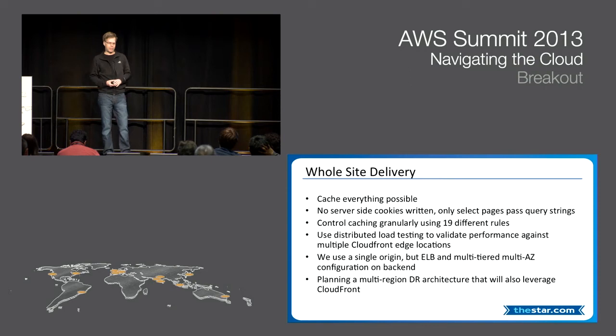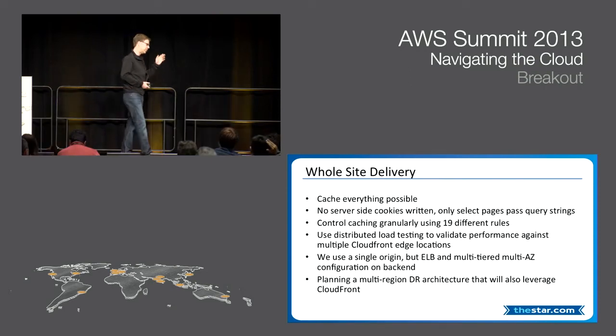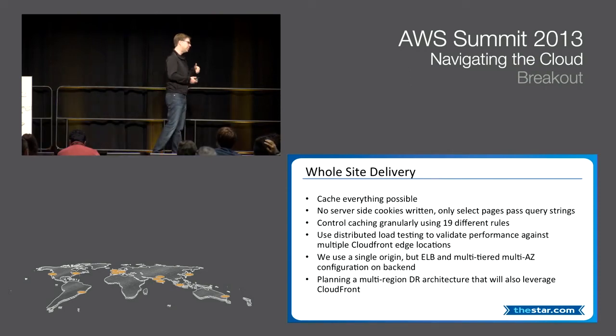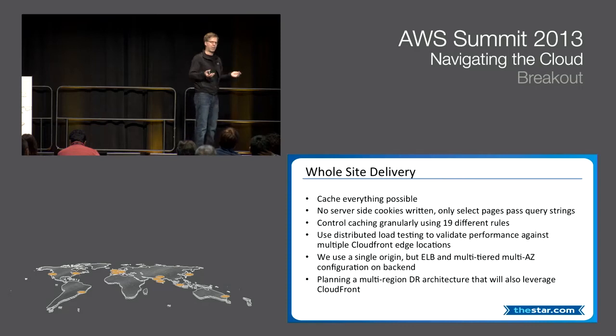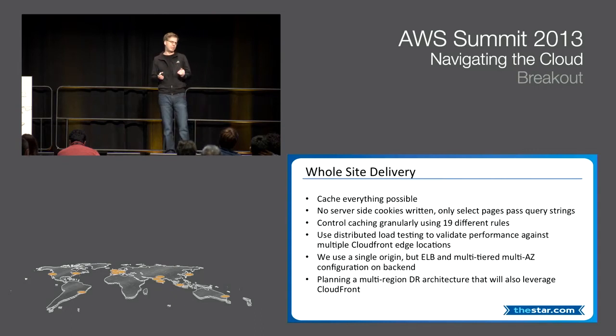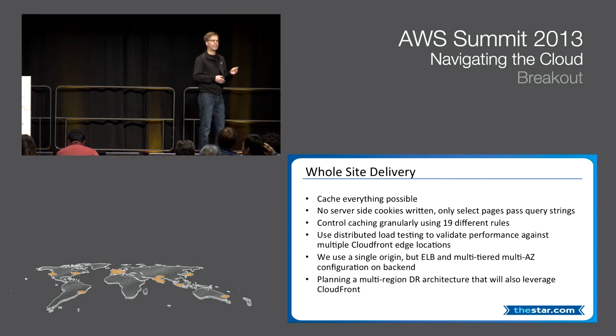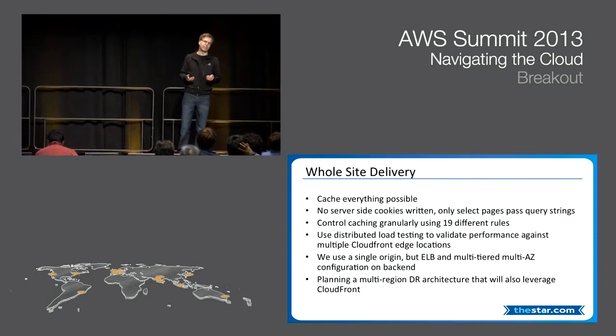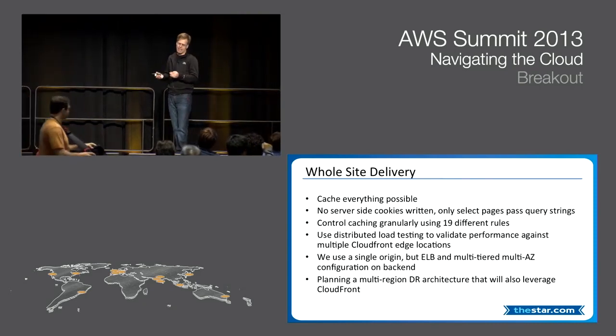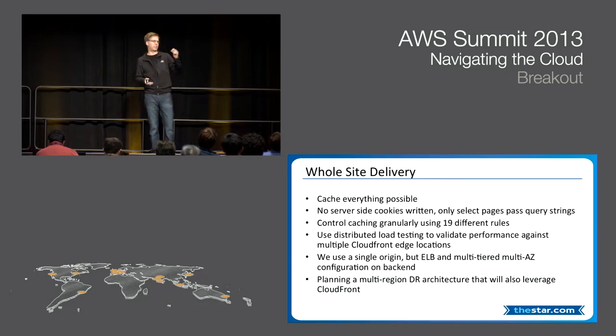I showed you the architecture, and I pointed this out, but we're using a single origin. We could be using multiple origins, but the way our content management system works, it makes sense to point everything at a single origin with different rules for different types of content. The Adobe CQ5 platform serves both static and dynamic content from the same place, so for us, this made sense. In many cases, you'll probably want to use S3 for static content, and you'll define a different origin, a different behavior for that static content.